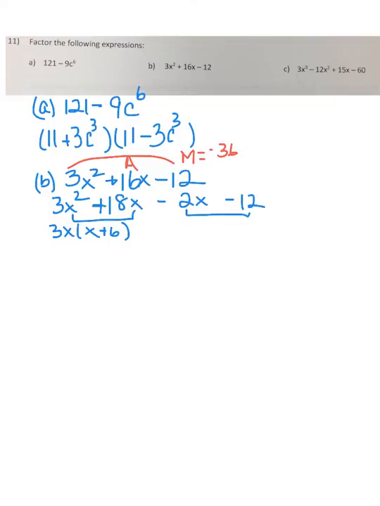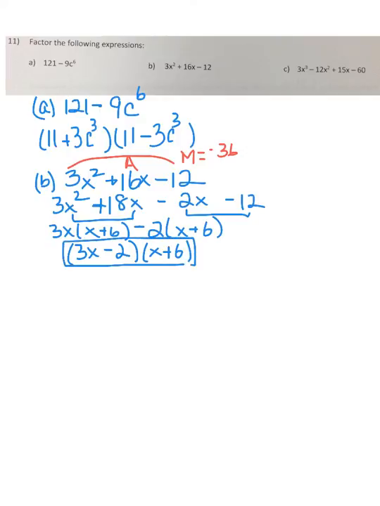And then I'm going to take out another GCF. This one's going to be minus 2, and that's going to be x plus 6. So final answer, 3x minus 2 times x plus 6. And I probably should just go back up here and box that off as well, right? Okay. All right, so part C.